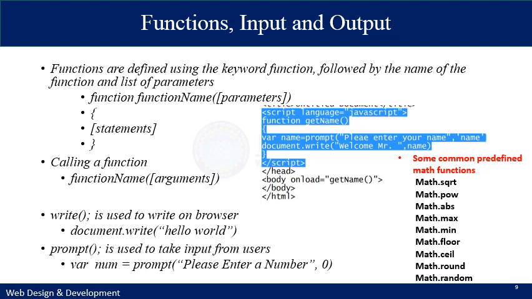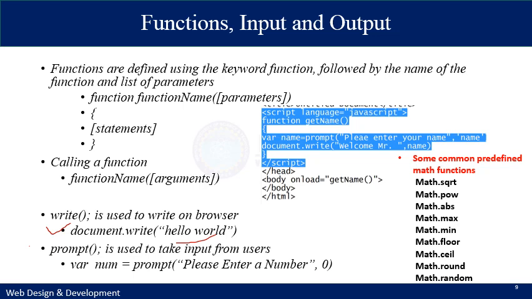Functions are defined using the keyword function followed by the function name. So it is very simple to define a function in JavaScript. You will write the name of the function, and if there are any parameters, you will provide those, and then with the curly braces, you can write the statements of the function. To call a function, you just write the function name, and if you want to provide any parameters, you can pass them using the arguments. For example, write is used to write on the browser, and you call the document.write method and provide the string hello world as an argument.